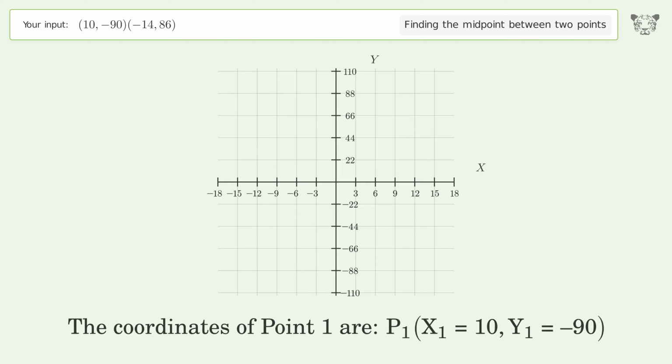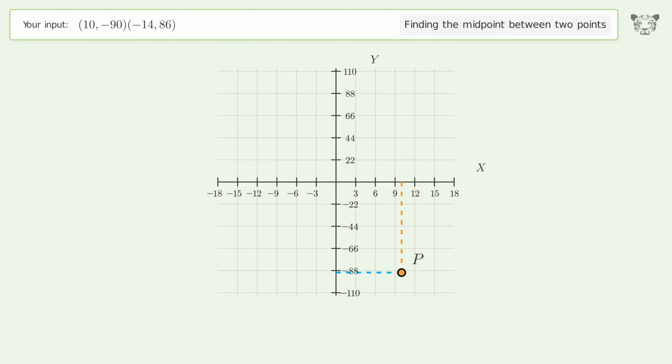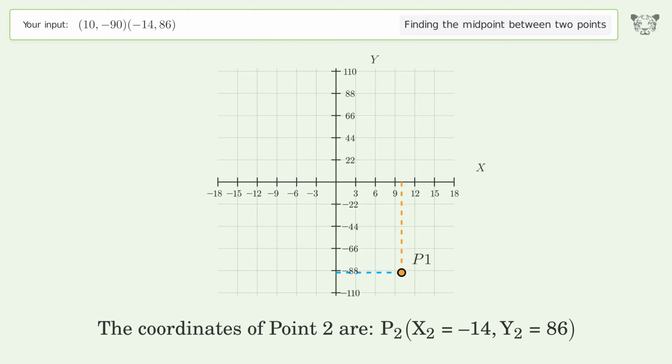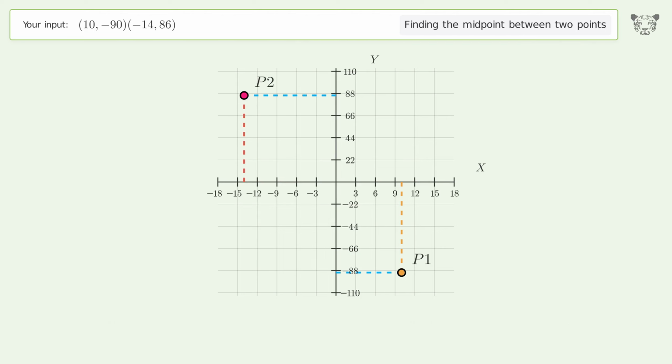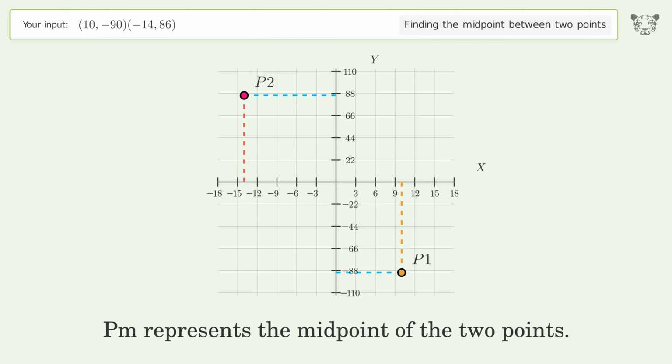The coordinates of point 1 are, x1 equals 10, y1 equals -90. The coordinates of point 2 are, x2 equals -14, y2 equals 86. PM represents the midpoint of the 2 points.